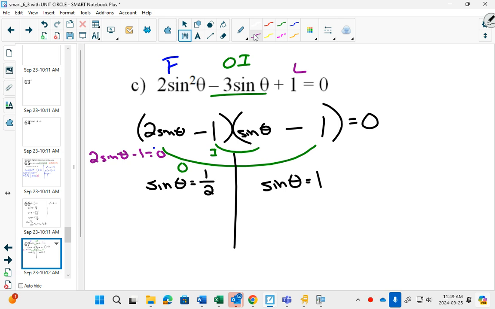Next, we're not done yet. We still haven't solved for theta. Are these values on your pi plate? Yes. What family has sine theta equals 1/2? Pi over 6's. And it's positive, so it's going to be in quadrant 1 and quadrant 2.